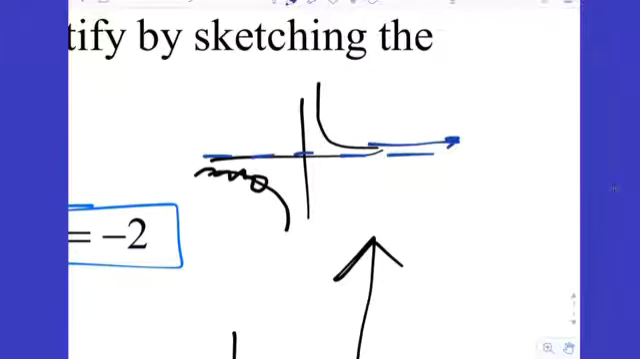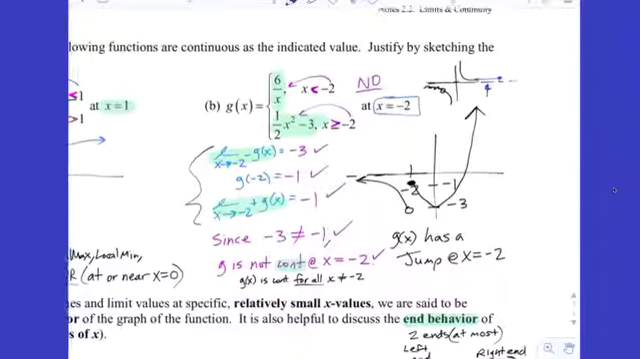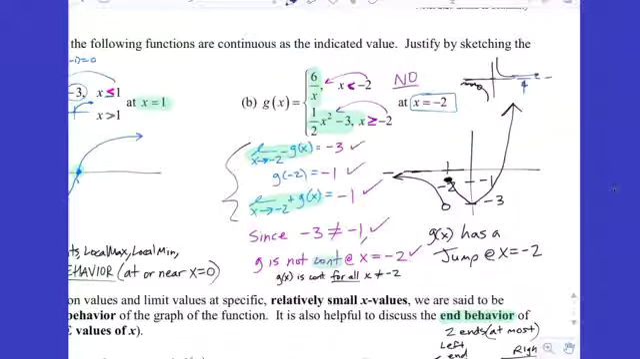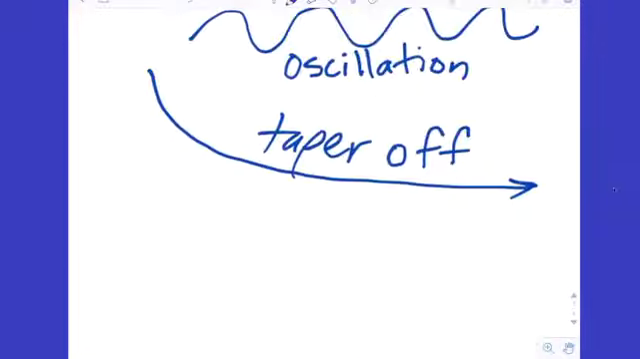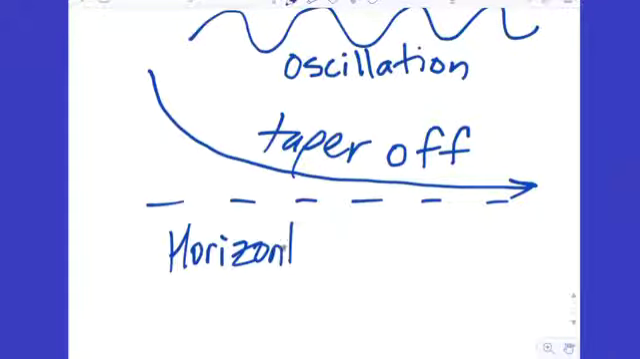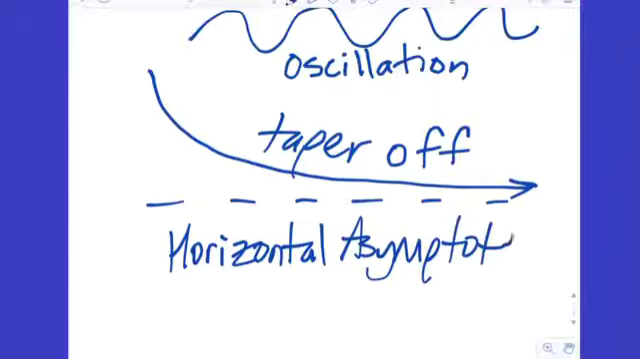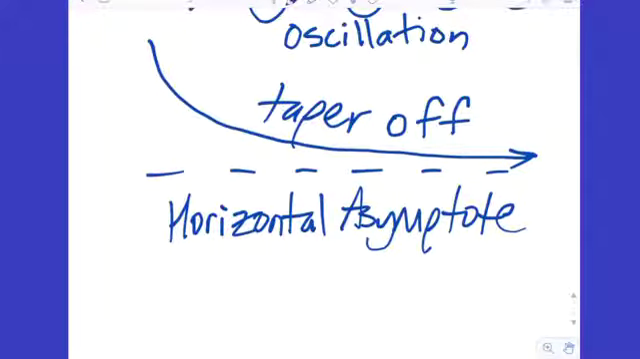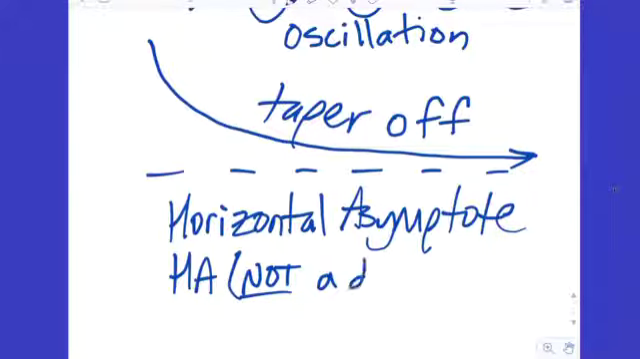The graph of 1 over x, the y values taper off. What graphical feature do we have that lives there? An asymptote, right? What type of asymptote? The vertical asymptote is your discontinuity. This one is a horizontal asymptote, and it is not a discontinuity. And I repeat, a horizontal asymptote, which you can abbreviate HA, is not a discontinuity, although it is an asymptote.